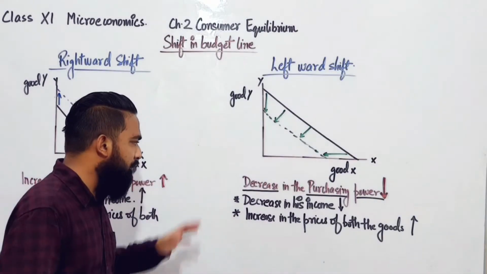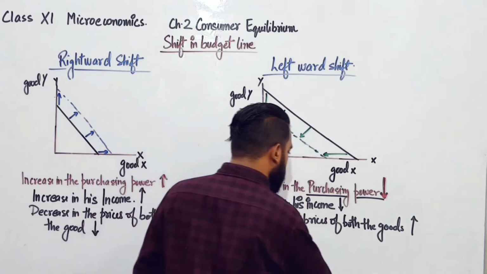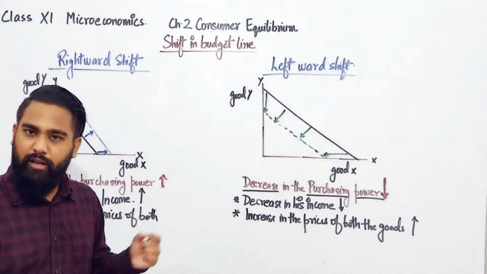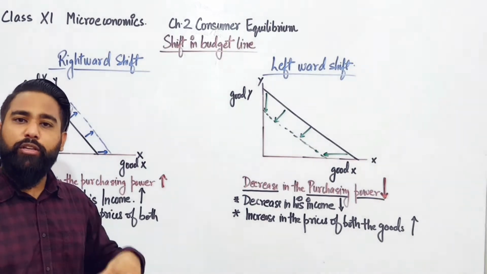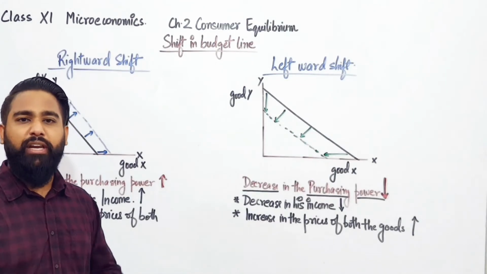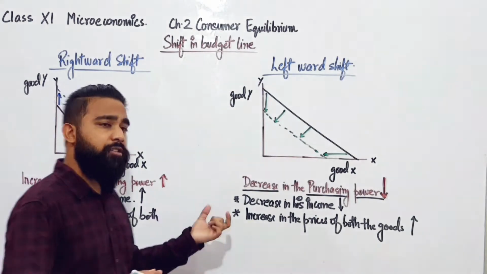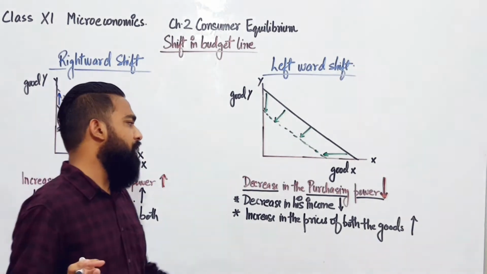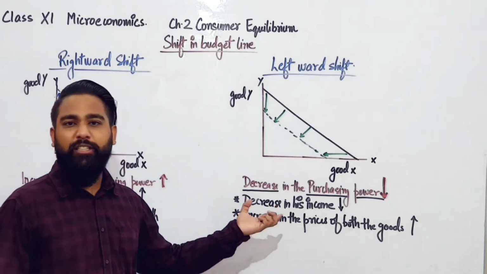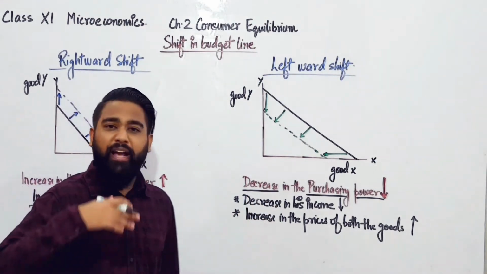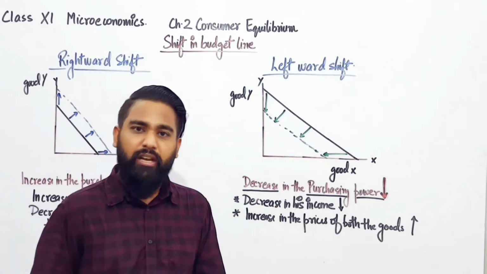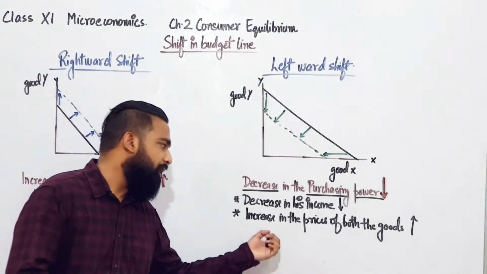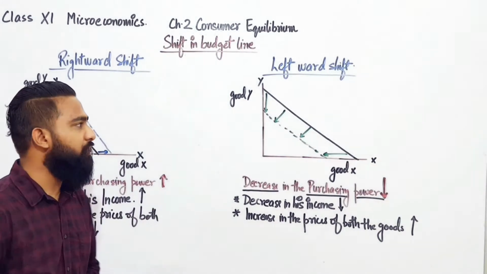Due to these two reasons, if there is a decrease in his income, then his purchasing power is going to decrease. Why? Because now he does not have that much money, he has lesser money. Now he is not able to buy that much amount of goods, he is going to buy lesser goods. And the second reason why his purchasing power is going to decrease is that if the prices of both the goods have increased, then he is not able to purchase that much amount of goods. That's why there is a decrease in his purchasing power.